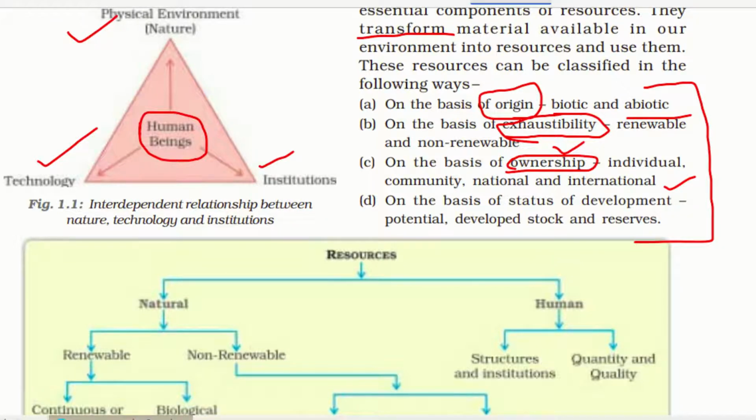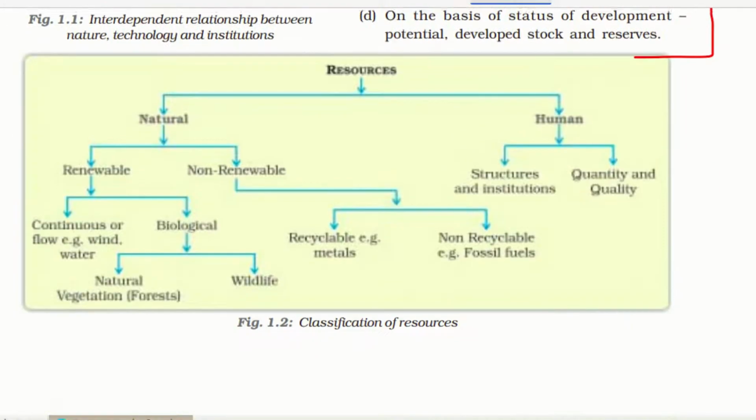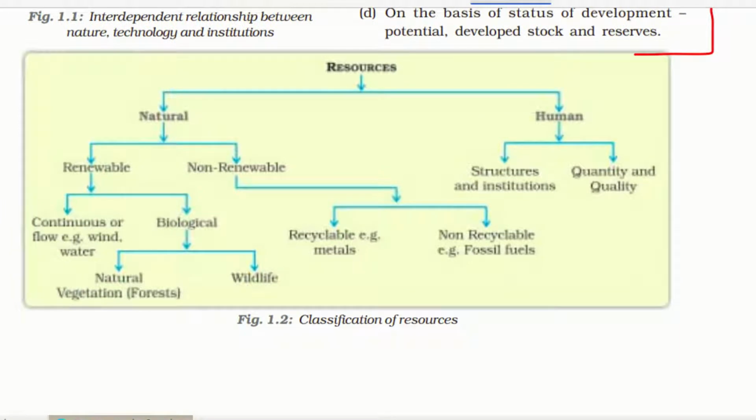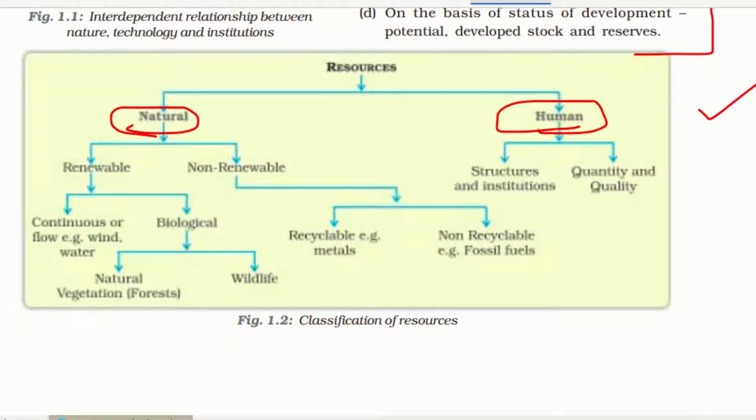Okay, next you can see here a flow chart. It is showing the various types of resources. It is also very important. With the help of this chart you can study the resources very easily. Basically, resources can be broadly divided into two. Which are the two divisions? Natural resources and human, also known as man-made resources. So natural resources and man-made resources, these are the two broad classifications.